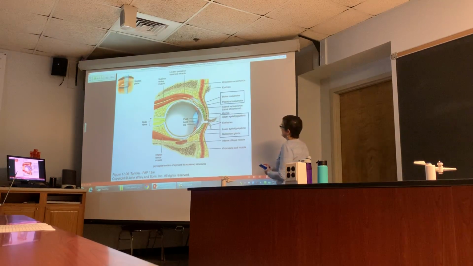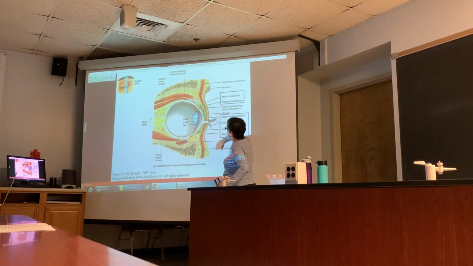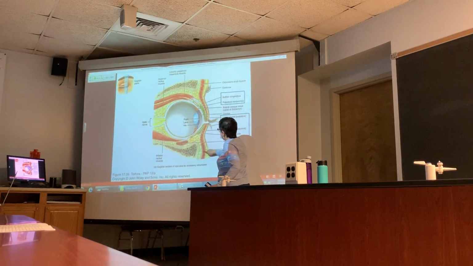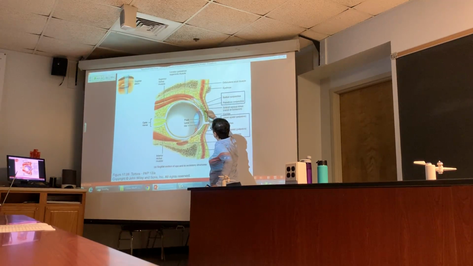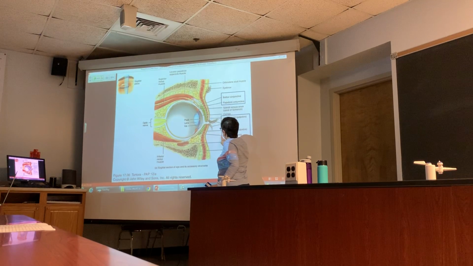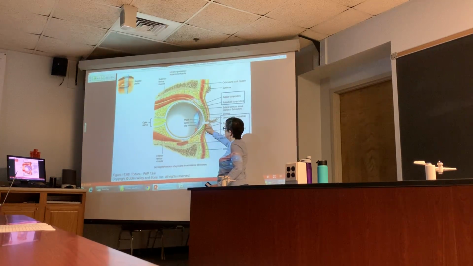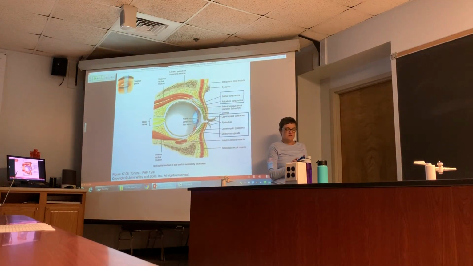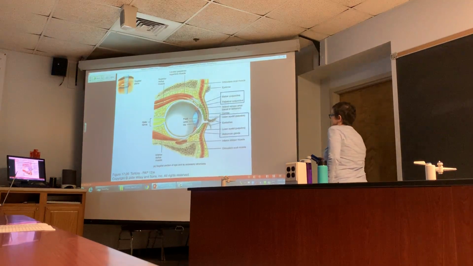So here's a picture again of a side sectional view of the eye. Here are the eyelids, the palpebrae, and here in green are the meibomian glands that release their secretion just behind the eyelashes. And that oily layer helps hold on to your tears and prevents dry eye.